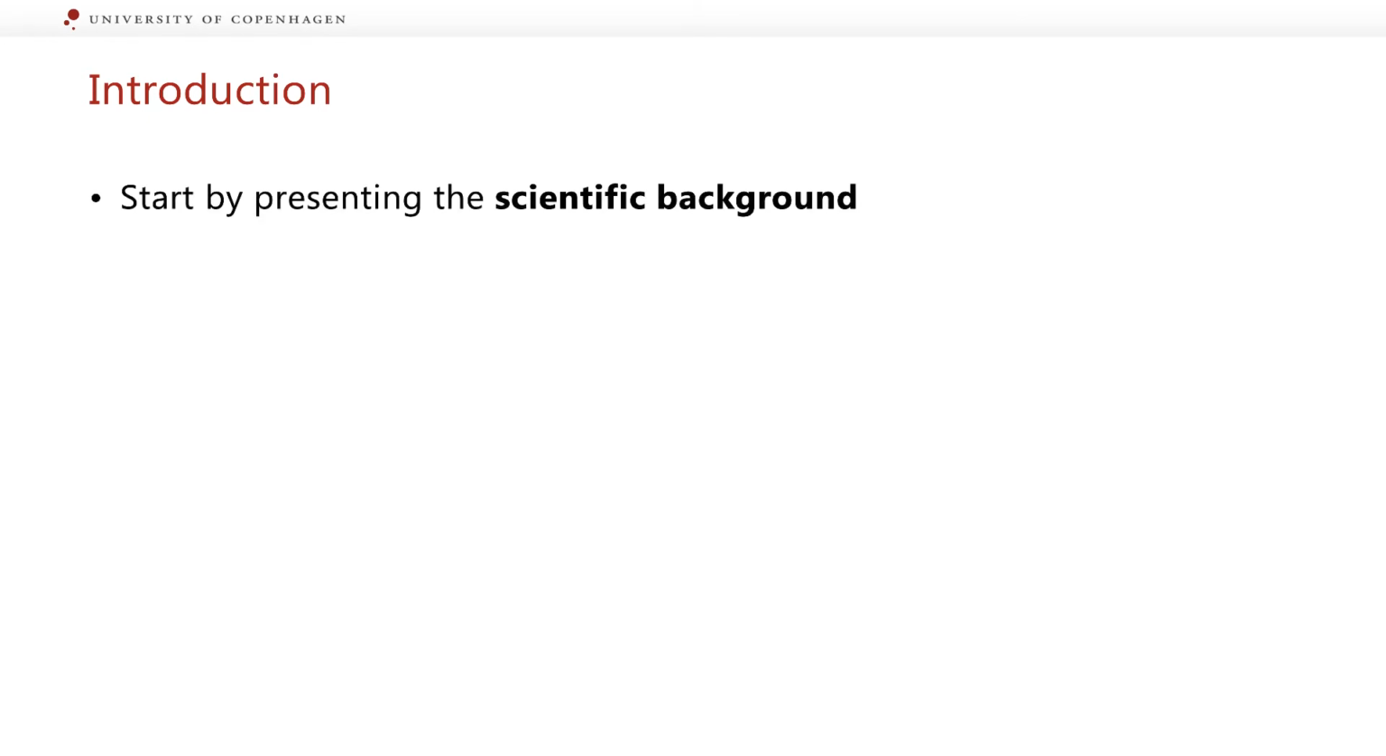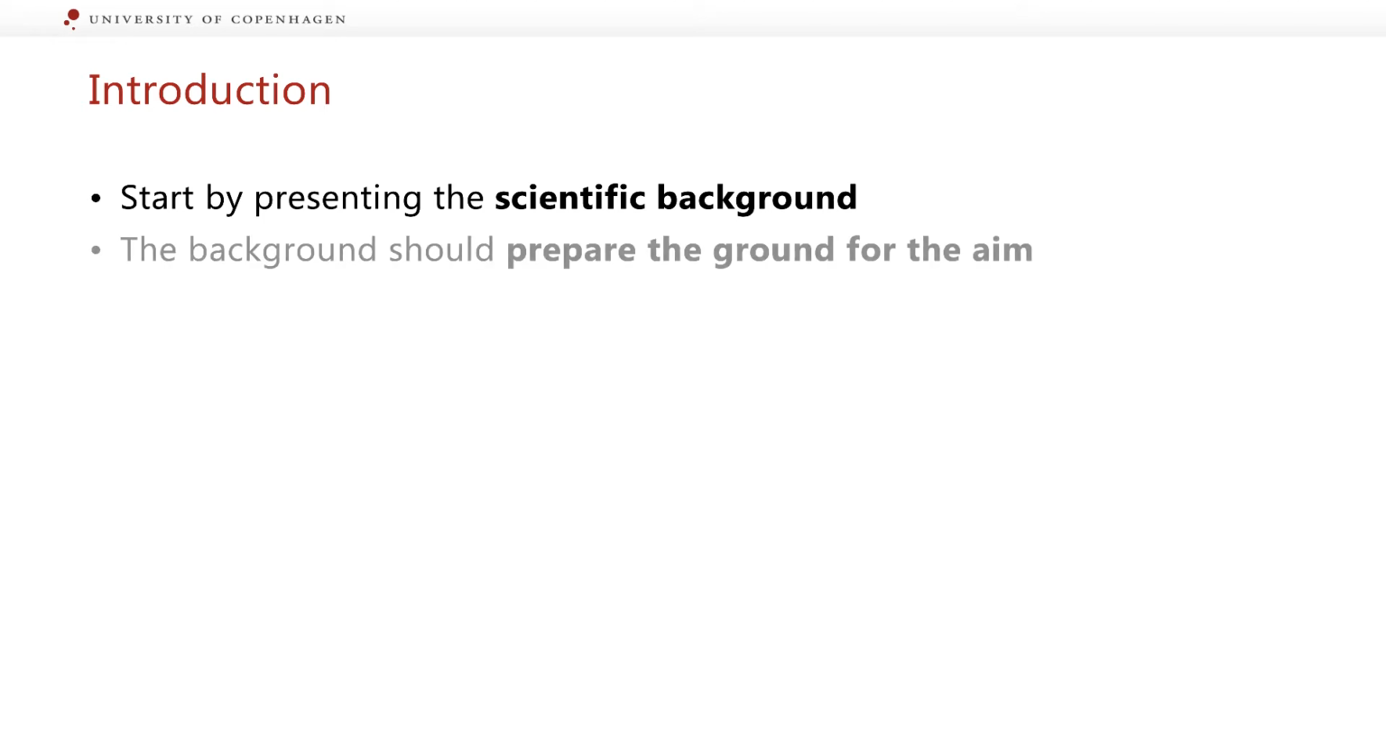So, in the introduction, you start by presenting the scientific background. So what is it that we are going to investigate, and why is it relevant, and how could that in any way help either the scientific community or population or whatever? Which kind of problem does this whole area solve? So that's the first part. The next thing is that the background should prepare the ground for the aim, so that the reader understands why the specific hypothesis has been proposed.